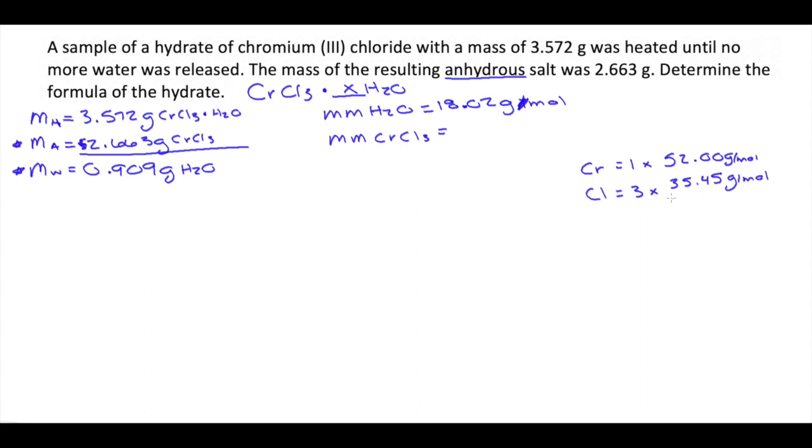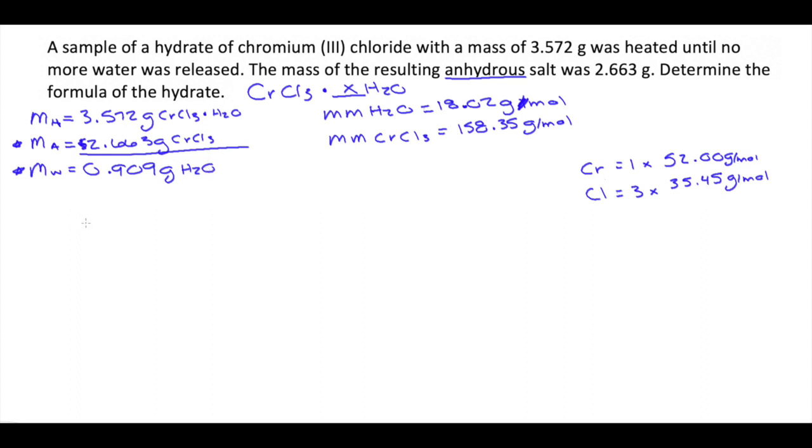All right, so in my calculator, if I multiply 35.45 times 3 and I add 52, then I get the molar mass for chromium 3 chloride, and that is 158.35 grams per mole. All right, so there are my molar masses. Now I can convert grams of chromium 3 chloride to moles, and I can do the same thing for water. So let's go ahead and do that down here.